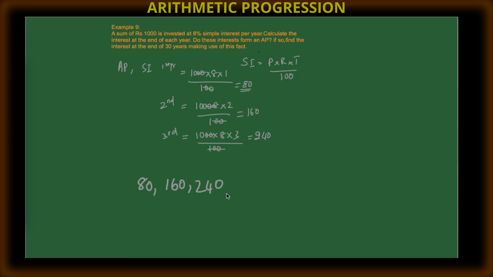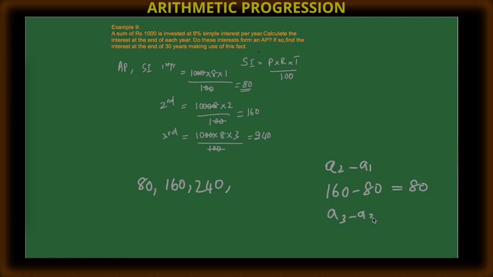So with this, we have calculated the interest at the end of each year. Does this interest form an AP? So the simple interest we got, does this form an AP? For it to be an AP, we need to have the common difference. First of all, it is a sequence of numbers. So let's find E2 minus E1. E2 is 160 minus 80. The difference is 80.